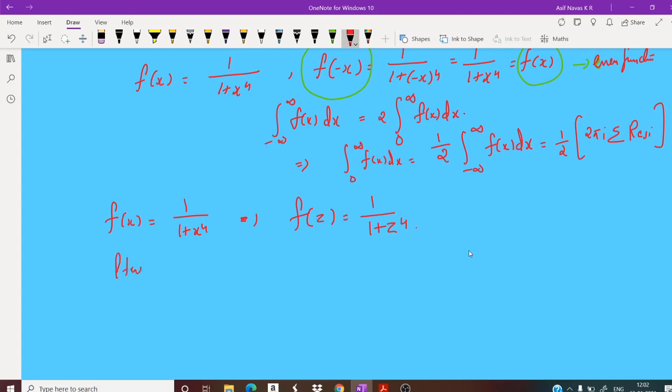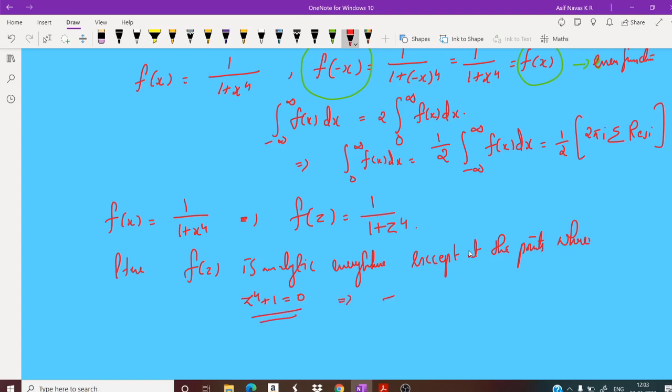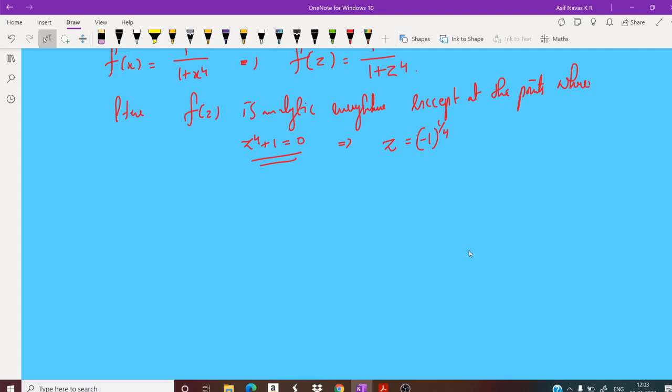So here f of z is analytic everywhere except at the points where z raised to 4 plus 1 is equal to 0, which implies all the points where z equals minus 1 raised to 1 by 4. So now we want to find the singularities. So how many roots are there? 4. So we want to find out the fourth roots of minus 1.